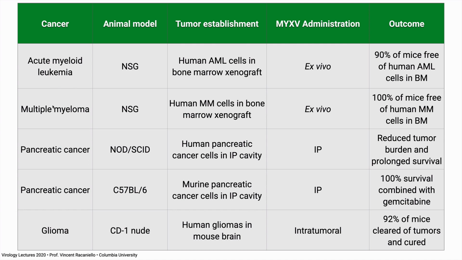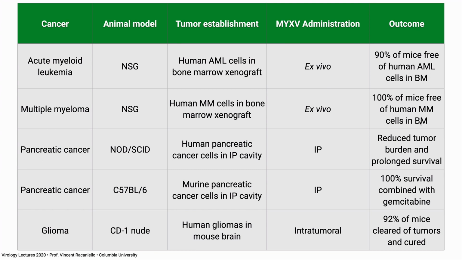These are some experiments where we have different kinds of cancers where we transplant them into mice. And so in some cases, these are human cancers. We treat them with Myxoma, and then we put them in mice to see if the tumor cells are killed as opposed to the non-tumor cells. And you can see often we have mice free of multiple myeloma cells in the bone marrow, for example.